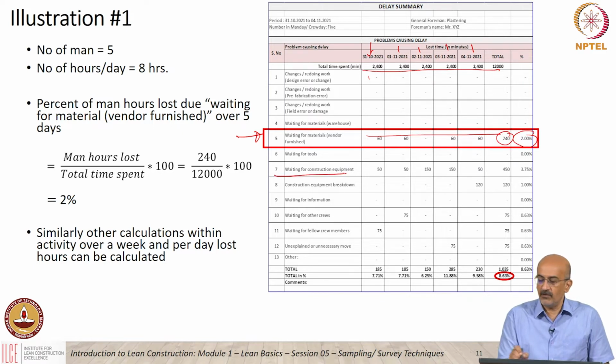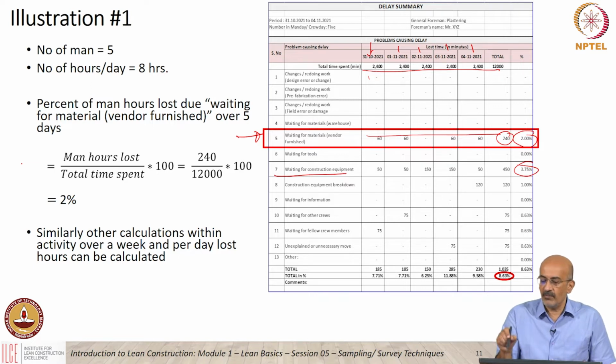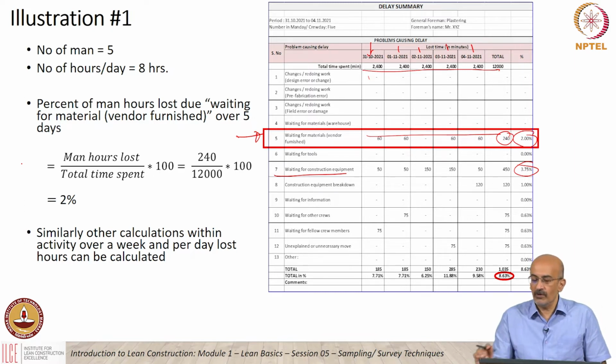Waiting for construction equipment, this is the quantification. The calculation here is very simple, it's shown, and these can be discussion points as to why it happened, how do we ensure it doesn't happen again, what is required to remove these delays.